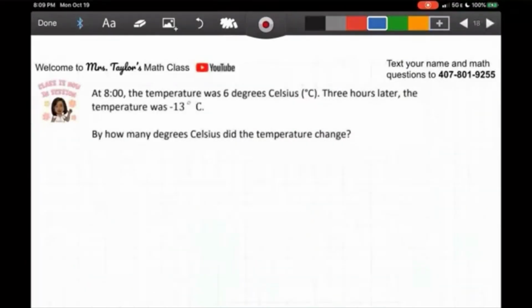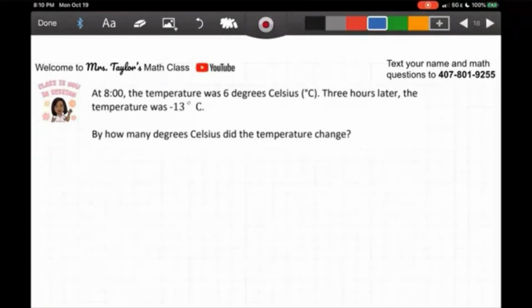Okay, next question. It says at 8 o'clock, the temperature was 6 degrees Celsius. 3 hours later, the temperature was negative 13 degrees Celsius. How many degrees Celsius did the temperature change? This question is, I would say, not too difficult, but that's just me. But I think the kids will understand this better because we got numbers now, because before we did not have any numbers.